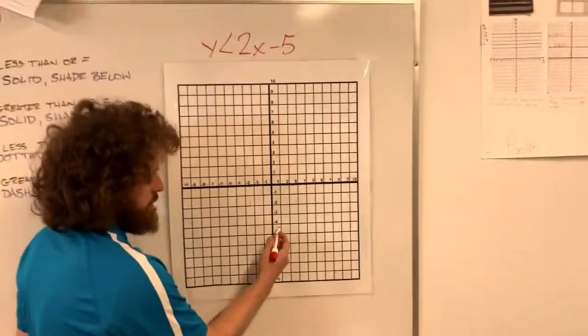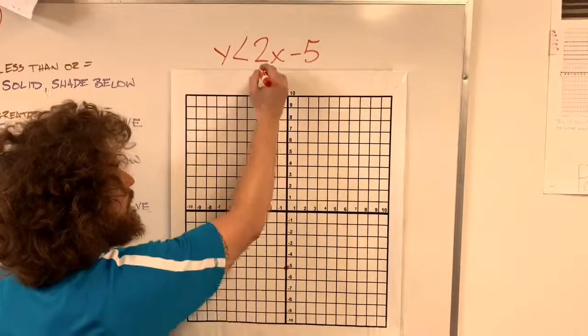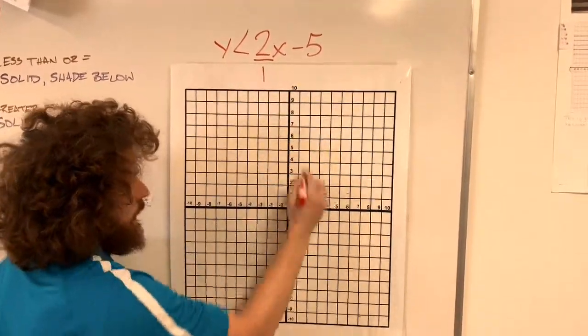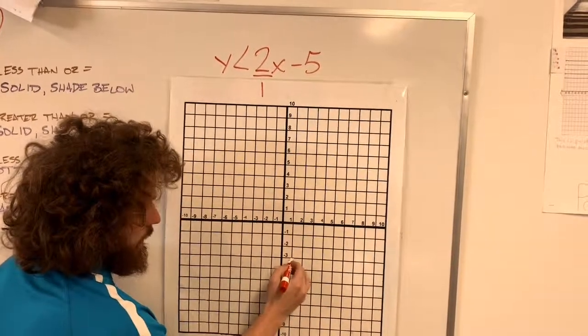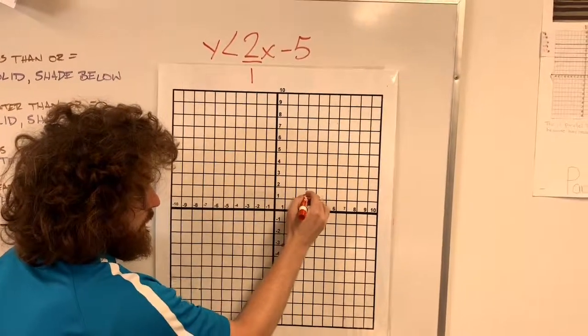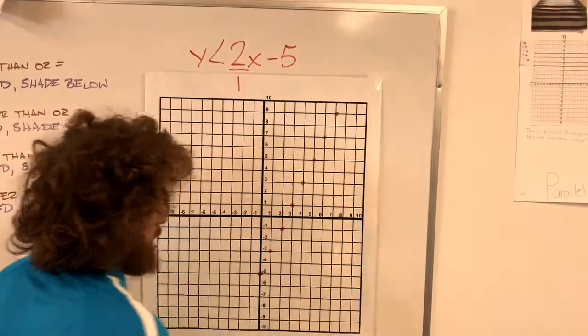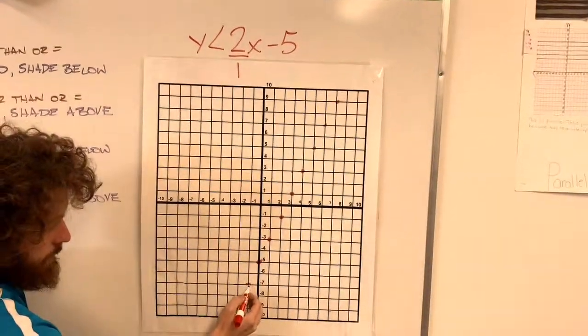Now it's time to graph our inequality. First, the intercept is at negative 5, so go down. The slope is 2, which means 2 over 1. Up 2, right 1. Up 2, right 1. Up 2, right 1. Shortcut: down 2, left 1.